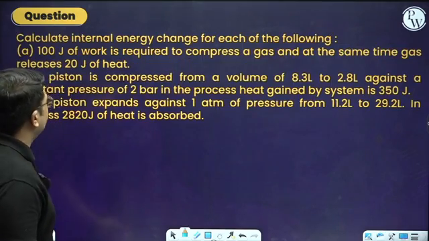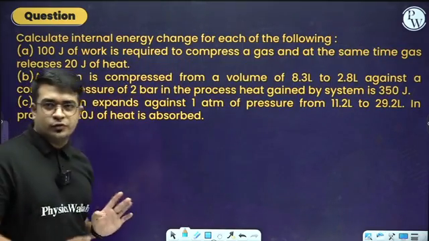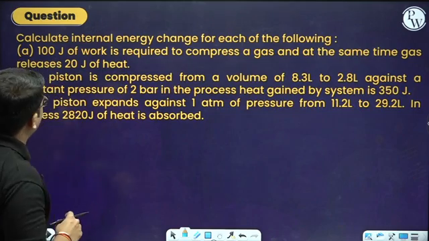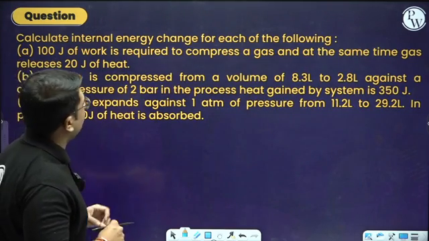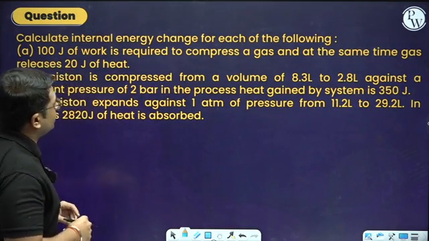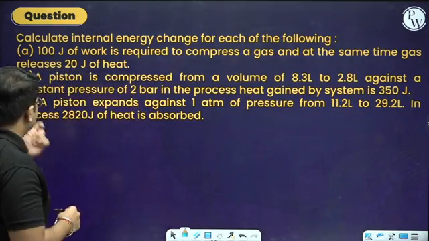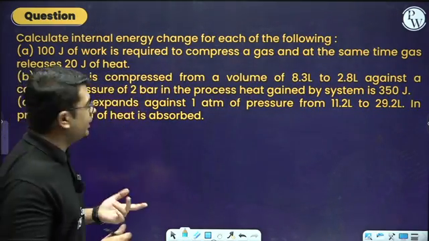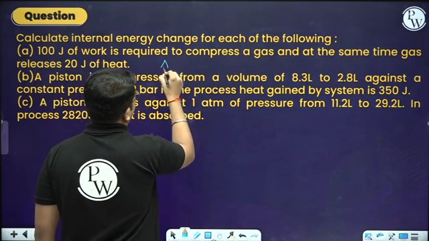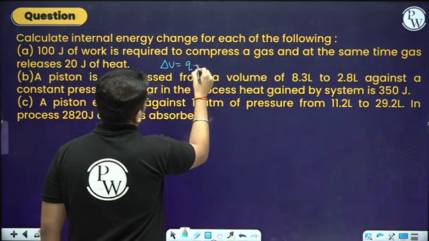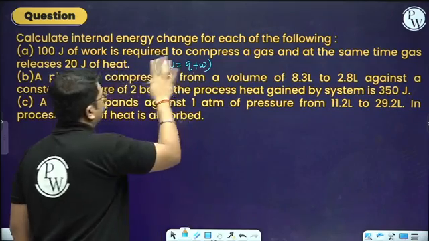Okay, very simple question. Now this question is for you guys. Calculate the internal energy change for each of the following. 100 joule of work is required to compress a gas, and at the same time the gas releases 20 joule of heat. Again use the same formula, delta U equals Q plus W. Every value is already given.